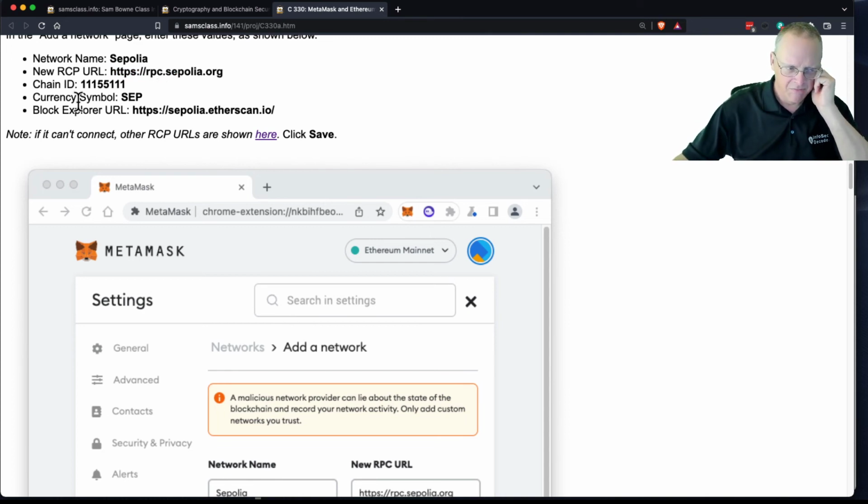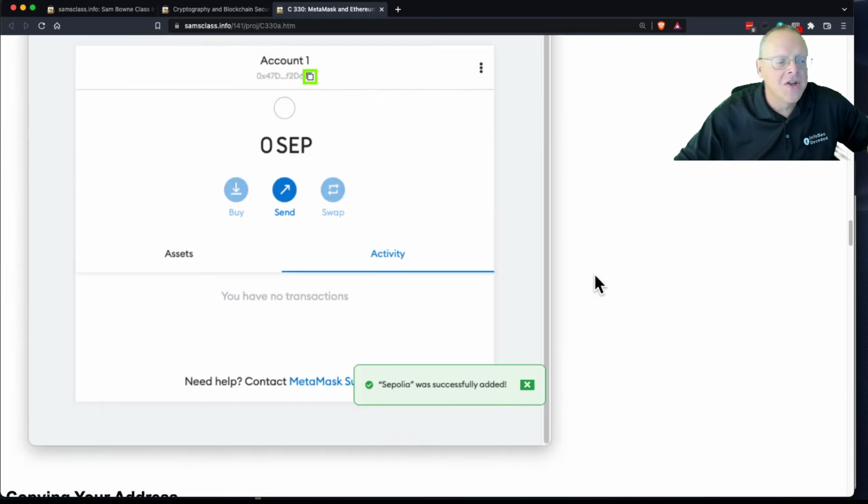rpc.sepolia.org, and this chain ID number has to be right, and that's the number for Sepolia. And there's a block explorer, so you just have to fill in a little form with these facts, and then you can connect to the Sepolia network.